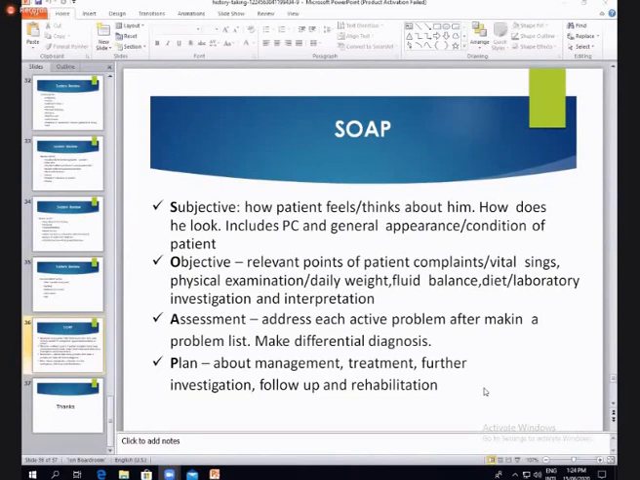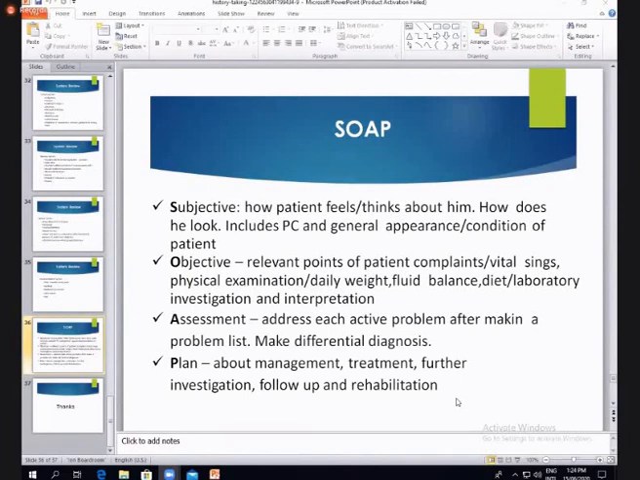So this is not very relevant to you, because this is the SOAP format, and this format is used by the house officers and by the postgraduates. But because it is a very effective format of organizing the assessment and the plan, I'm going to share it with you. The subjective, objective, assessment and plan, this is called the SOAP analysis. Subjective is what the patient is going to tell you. What are the presenting complaints? What is the condition that has been suffered by the patient? How is the patient looking?